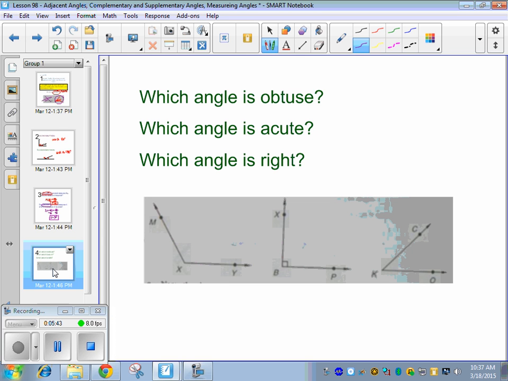All right, which angle is obtuse? Raise your hand. Oh, wait, you know what you guys might not know is how to write an angle correctly. So put this in your notes. All right, Coleman, which one is obtuse? The one on the left. The one on the left.